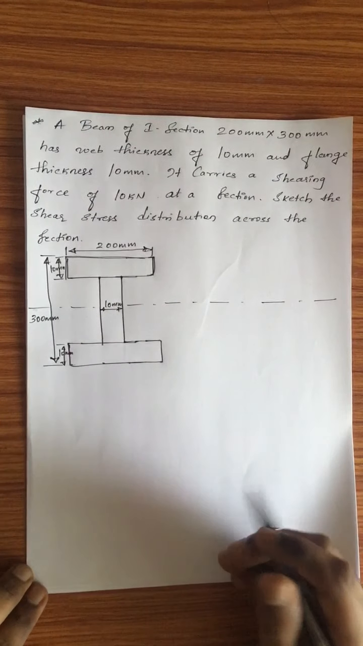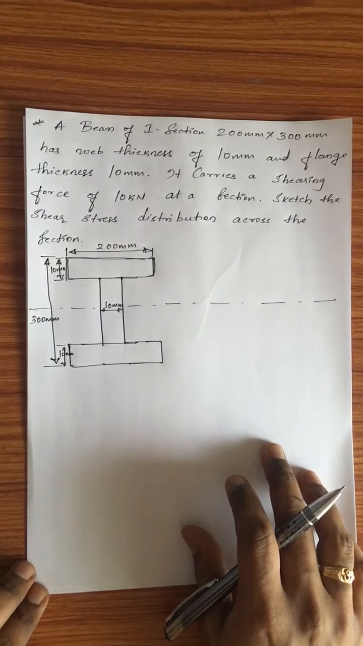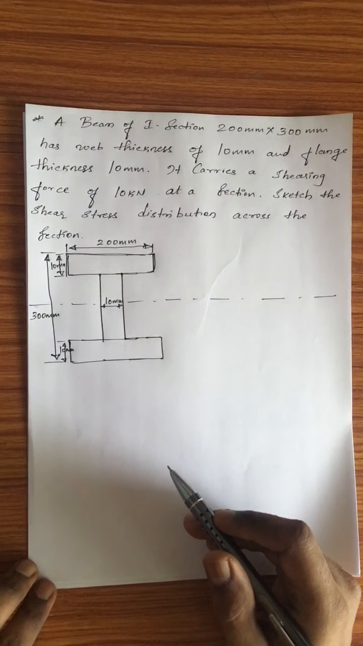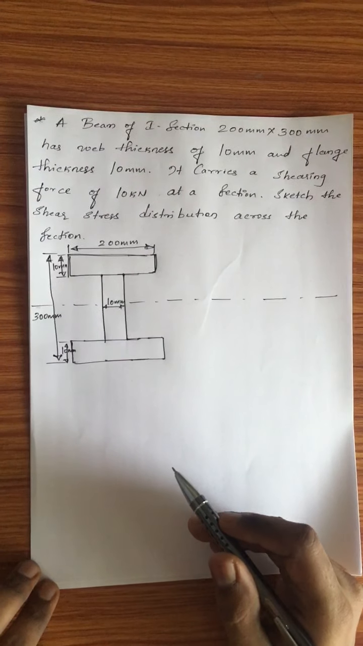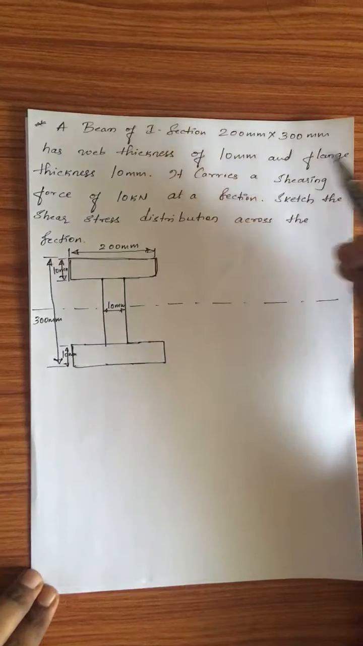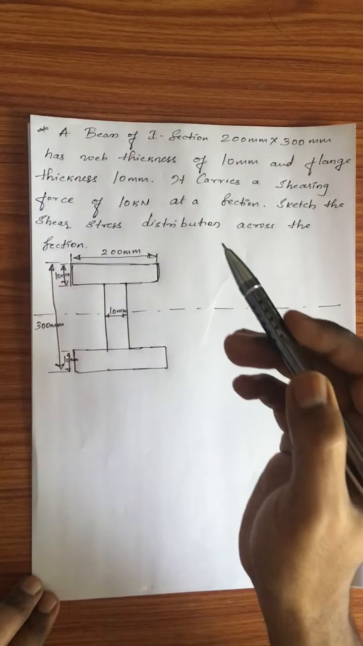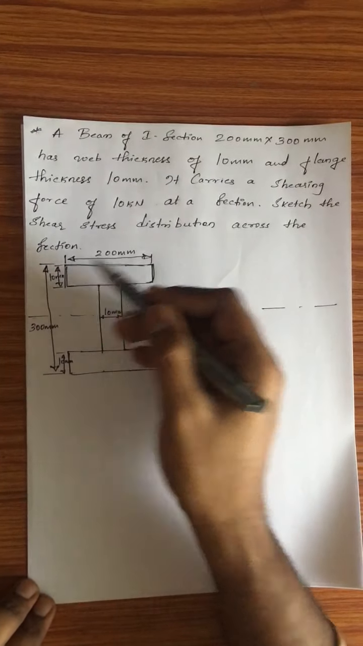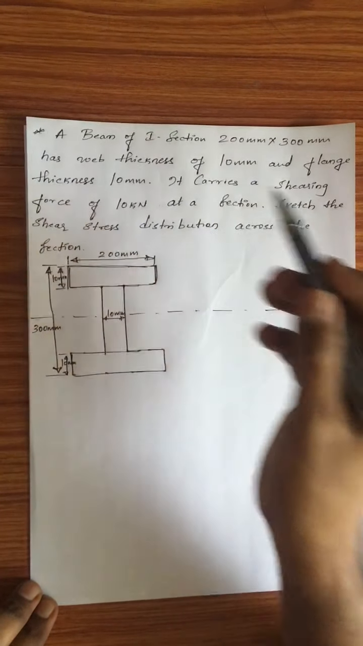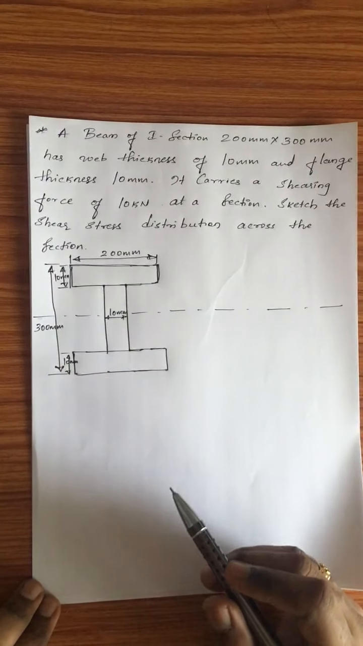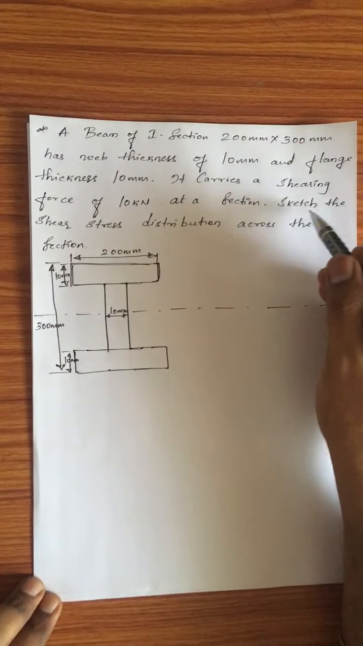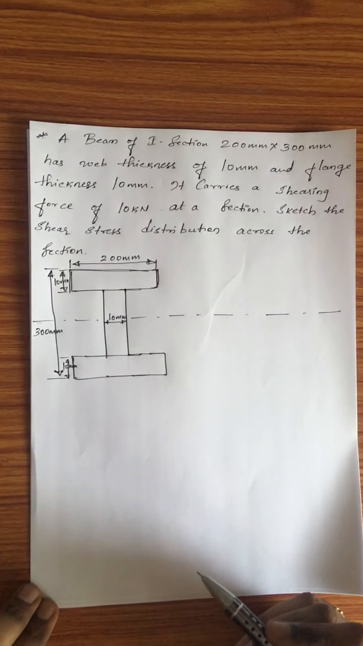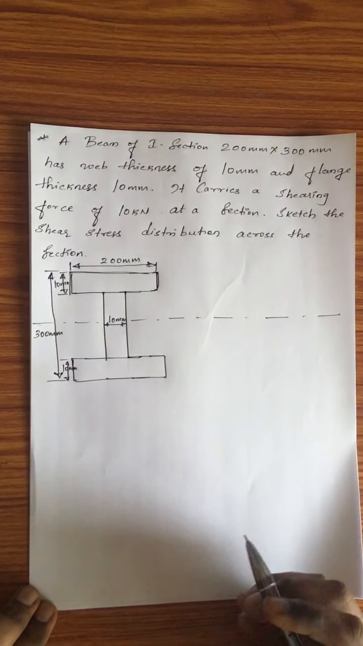Okay, now it says there's a beam of I section with 200 mm into 300 mm dimensions, and it has got a web thickness of 10 mm, and this is the web thickness, and the flange thickness of 10 mm, which is this. It carries a shearing force of 10 kilonewton at a section, and what we need to do here is sketch the shear stress distribution across the section. So this is what the problem is.